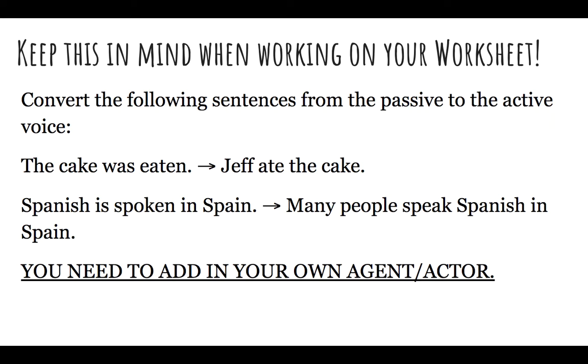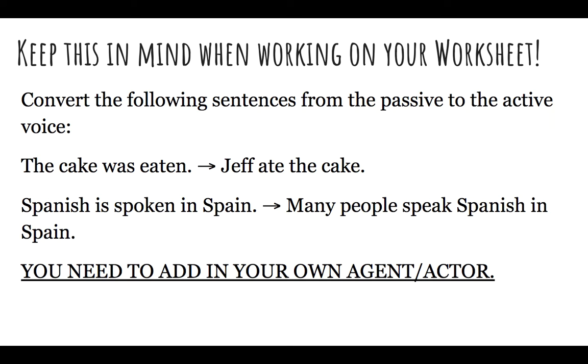So for example, if we were to transform the passive sentence, the cake was eaten, into the active voice, we'd first need to decide on who actually ate the cake. The cake was eaten by whom? You could choose any actor or agent here that you want, but I'm going to choose Jeff. So if we were to complete our passive voice formula, the full passive voice formula sentence would read, the cake was eaten by Jeff. And then, when we transform that sentence into the active voice, we would have Jeff ate the cake. The same applies to the next sentence here. Spanish is spoken in Spain.